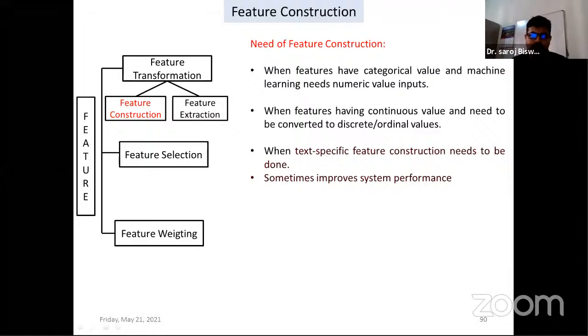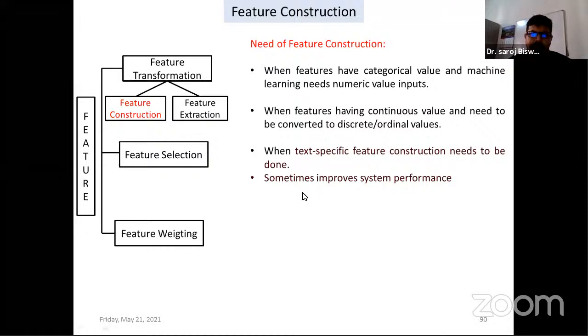And then text-specific feature construction needs to be done when we have textual data, text processing or text classification. In those cases, feature construction has to be done. We're going to see an example later. I'll show you how, if you have textual data and want to do text processing, the first step of that is feature construction. We're coming to discuss that.